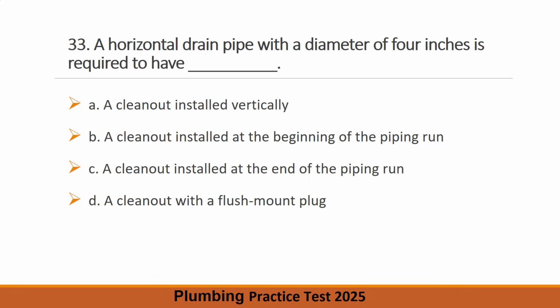33. A horizontal drain pipe with a diameter of 4 inches is required to have A. A cleanout installed vertically. B. A cleanout installed at the beginning of the piping run. C. A cleanout installed at the end of the piping run. D. A cleanout with a flush mount plug.